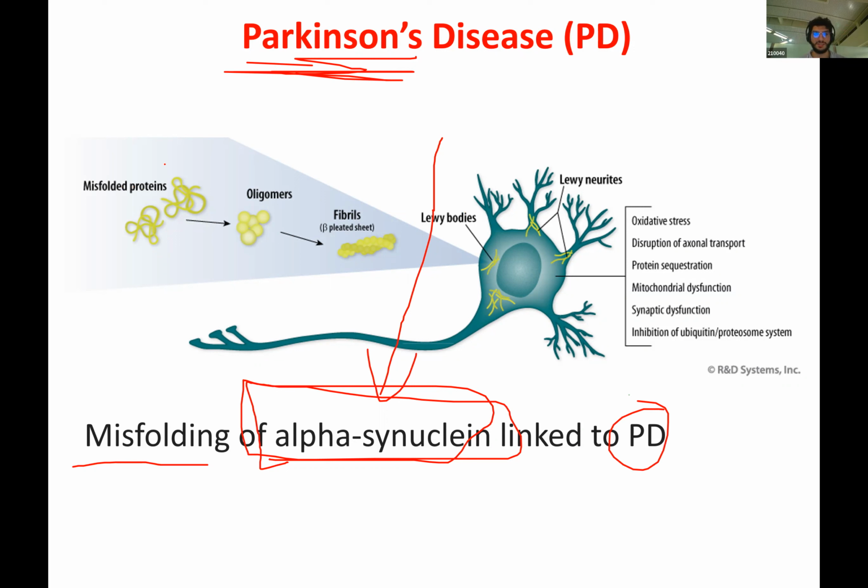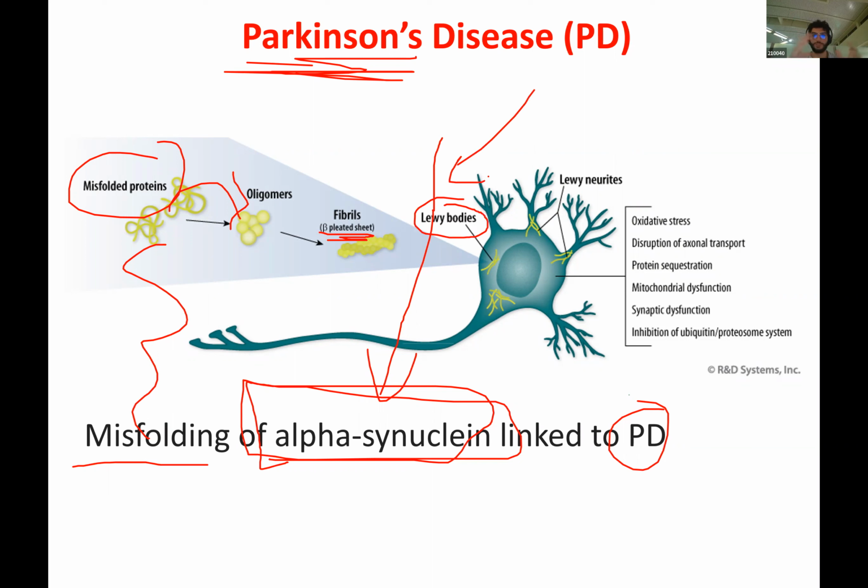What happens is this is usually an alpha helix, and it misfolds into a beta pleated sheet, and they come together. They form this aggregate of proteins and eventually form something known as the Lewy body. You don't need to know that, but it's just for your information.